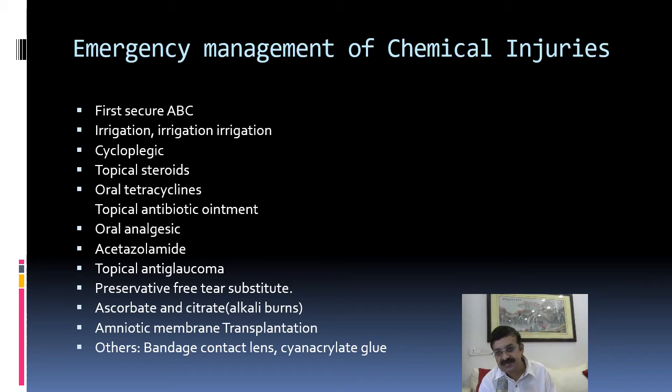The common acids that we see are, as I was telling you, the bathroom cleaners or hydrochloric or muriatic acids, followed by sulfuric acid, and then obviously nitric acid and hydrofluoric acid. Hydrofluoric acid burns and injuries are seen in glass etchers, because this compound is used in etching designs on glass. So it is a very potent acid. It can even dissolve glass. So you can imagine what it can do to the cornea.